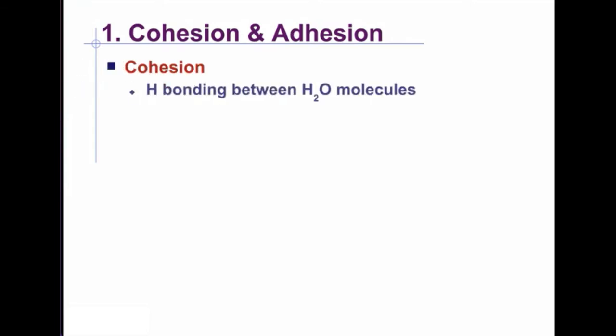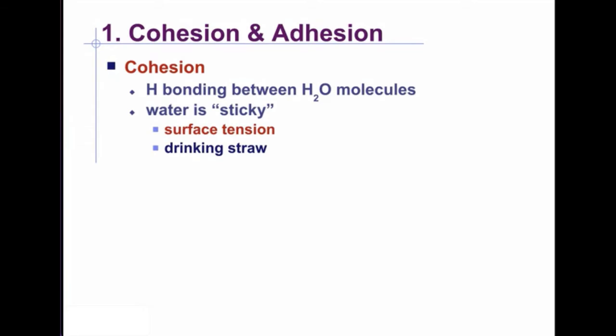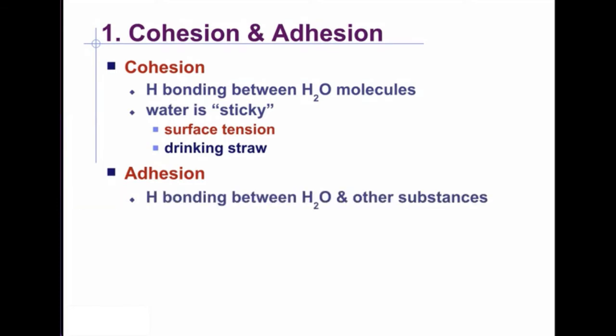So let's start first with cohesion. Cohesion is hydrogen bonding between two water molecules. Water is sticky, and that's why it has good surface tension. Just like when we drink with a straw, water can stick, right? Another example of cohesion is those droplets of water, because water tends to stay and stick together. Now, adhesion, on the other hand, is hydrogen bonding between water molecules and other substances.